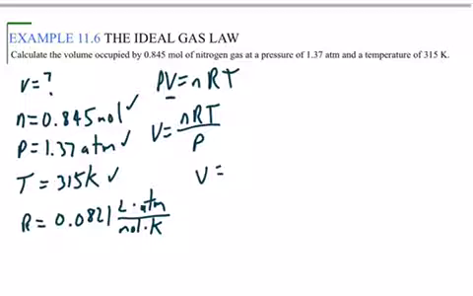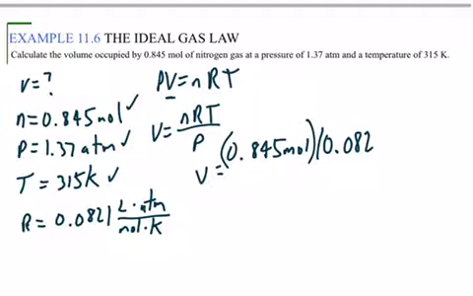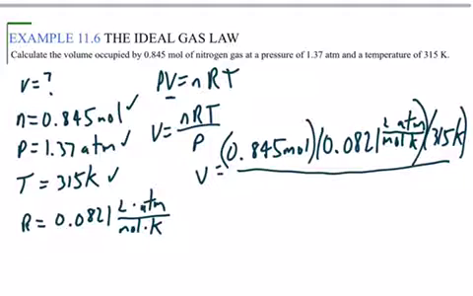The moles is 0.845. There's your first number. We're going to multiply that by R, which is 0.0821. Let me squeeze in the units here. Liter, atmosphere, over mole, Kelvin. Has 4 units. And then you got your temperature at 315 Kelvin. That's going to be divided by 1.37, which is the atm, the pressure. And that will give us volume.